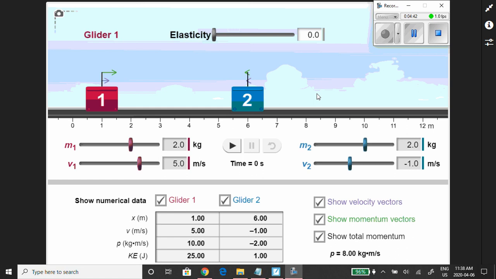So we're going to take a look now at a completely inelastic collision. Look at the elasticity. Look at that. All the way to 0. It doesn't get much lower than that. It's impossible. All right. Everything's the same as we've always started these situations. The kinetic energy is 26 joules, momentum 8 kilogram meters per second. Let's see what happens. You already know they should stick together. Let's see.